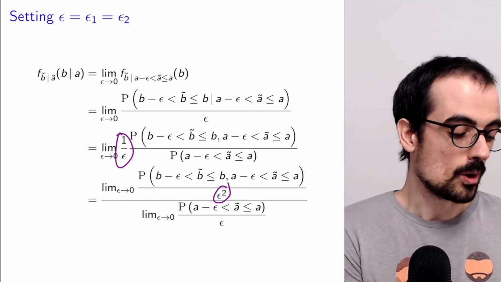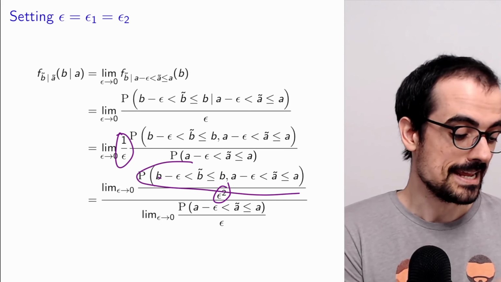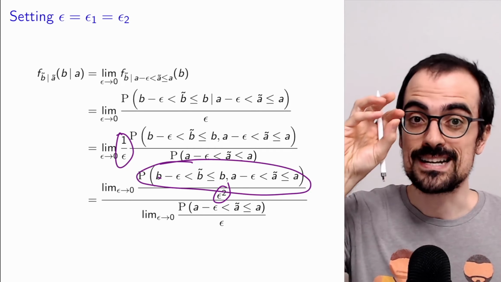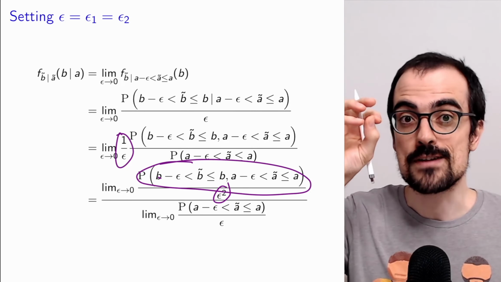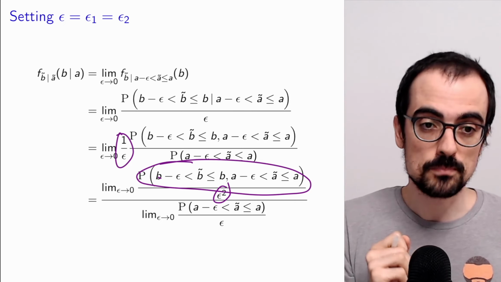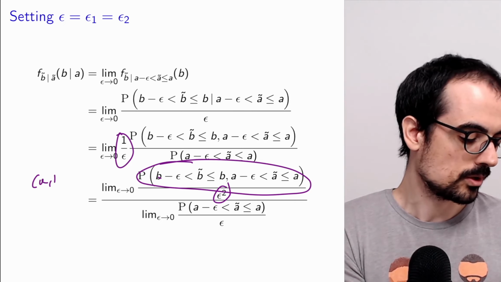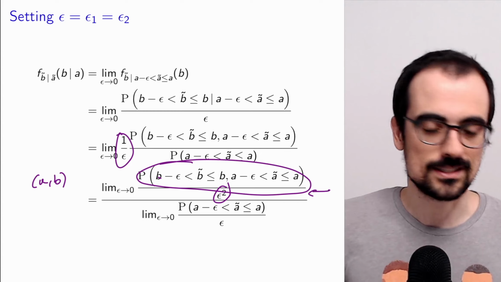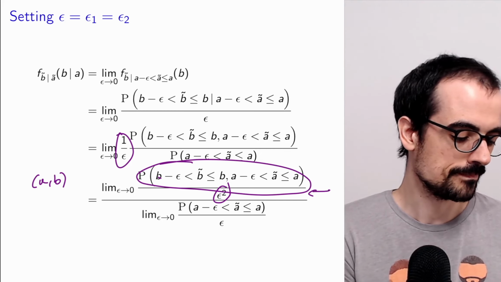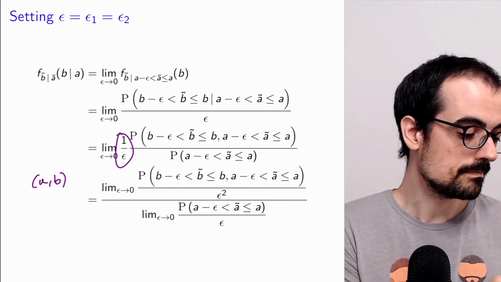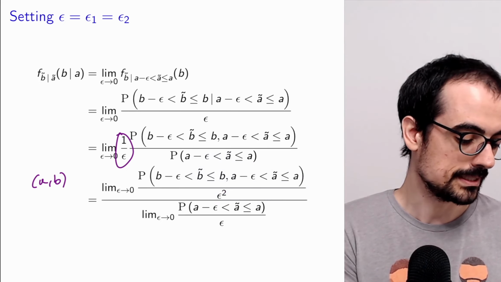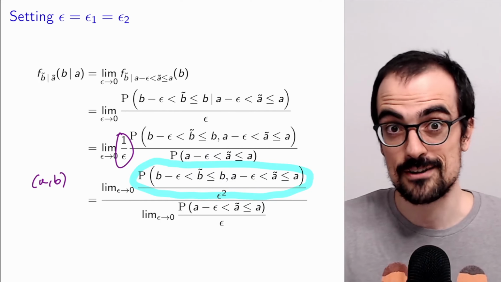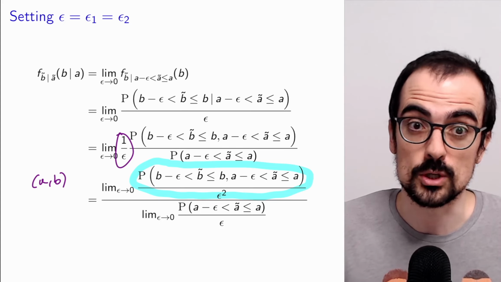We obtained the probability that B and A, this 2D random vector formed by A and B, are in a square of area epsilon squared close to this point AB, and we have divided it by the area of that square. Maybe I'll erase so that you see it clearer. So what is this? The probability that you're in a square divided by the area of the square when the area of the square goes to 0. That's just the joint PDF at that point.